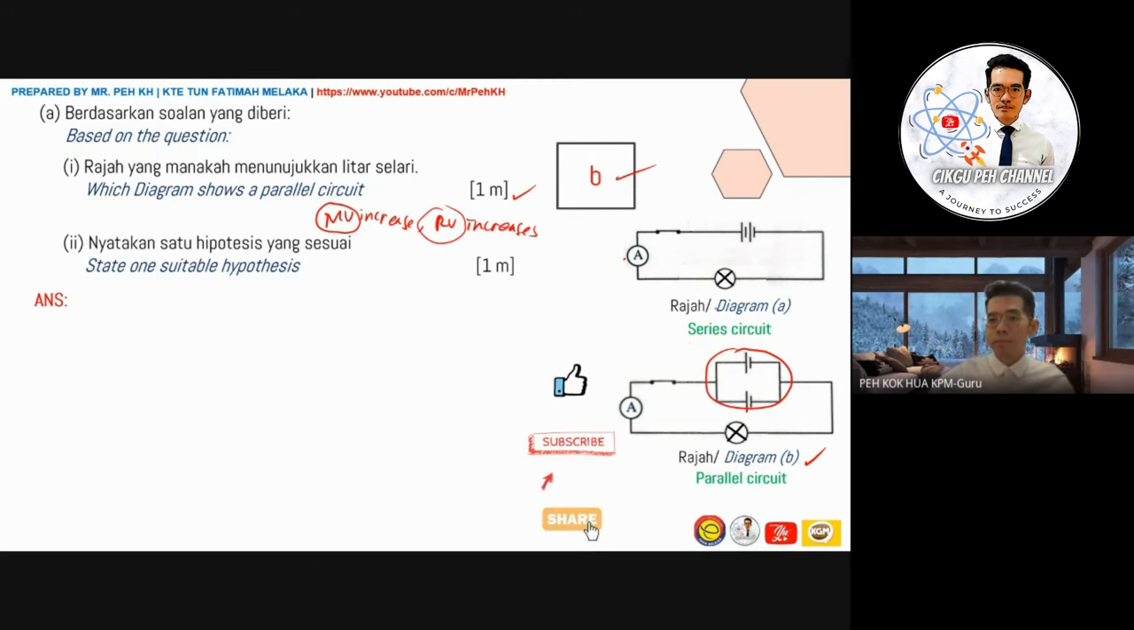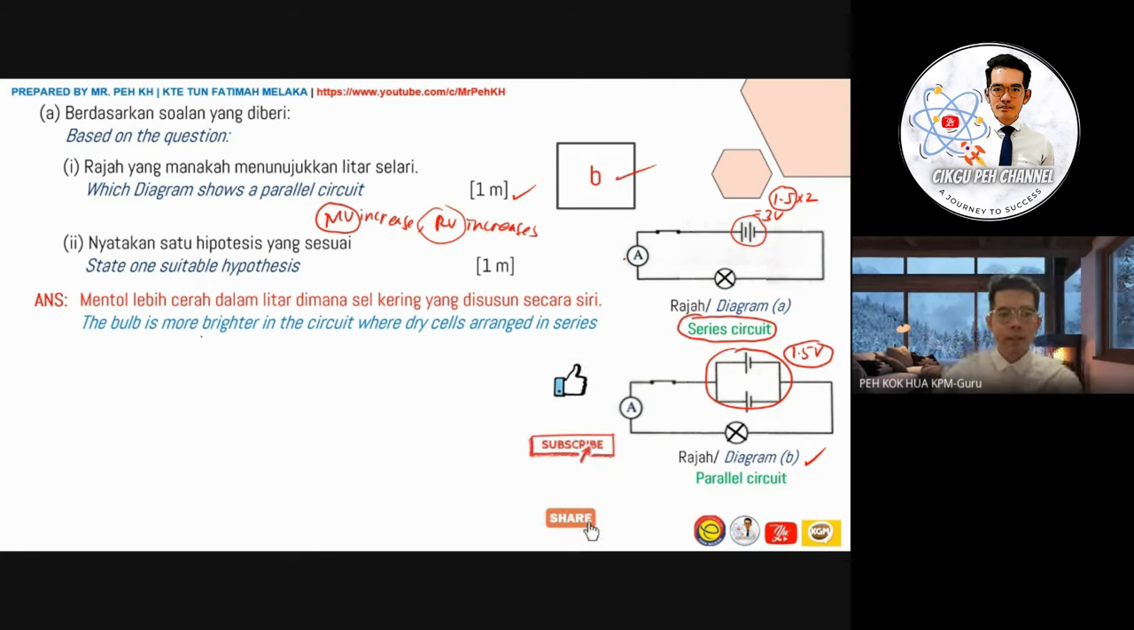Theoretically, you already know that in series circuits, there will be more effective EMF provided to the circuit. So from this diagram, there will be 1.5 times 2, which is equivalent to 3 volt supplied to the circuit. While for diagram B, there will be only 1.5 volt because the arrangement only provides an effective EMF equivalent to one cell. So due to the EMF provided being higher for diagram A, the current flow will be higher for the dry cells arranged in series. So this is a reference answer for you: the bulb is brighter in the circuit where the dry cells are arranged in series. You can give a comparison answer for this type of hypothesis question.